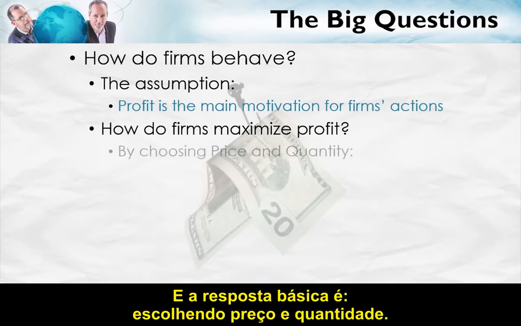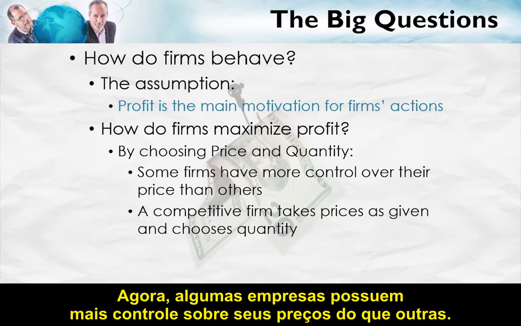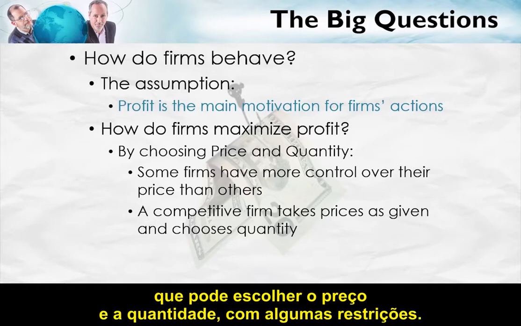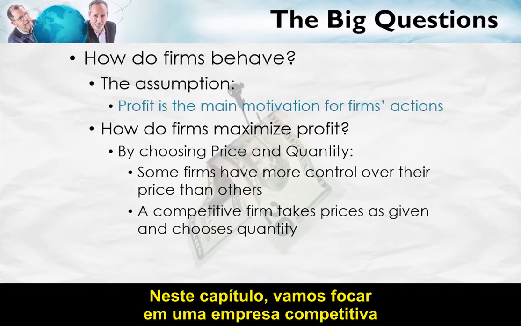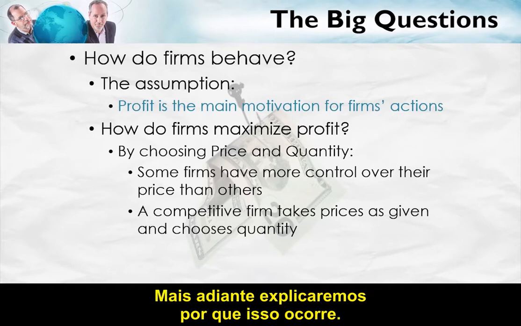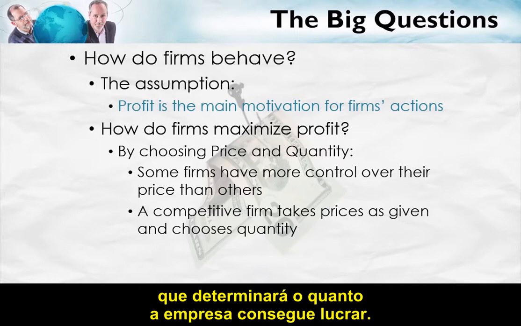And the basic answer is by choosing price and quantity, by choosing what price is set and what quantity is set. Now, some firms have more control over their price than others. In the next chapter, we're going to be looking at a monopoly, which can choose price and quantity with some restrictions. In this chapter, we're going to be looking at a competitive firm, which takes prices as given. It doesn't have much control over its price. We'll explain why in a moment. And it chooses quantity. So for a competitive firm, quantity is going to be the key choice which determines how much profit the firm makes.